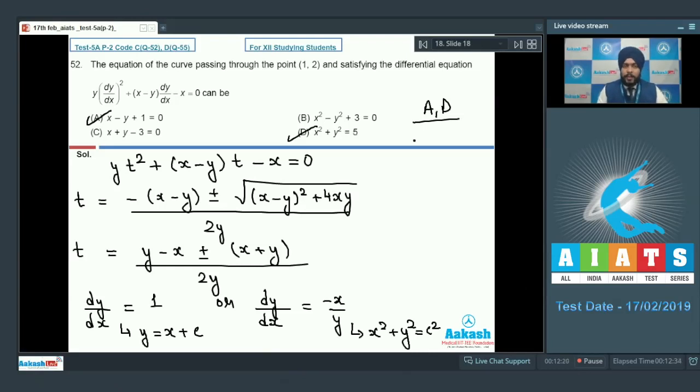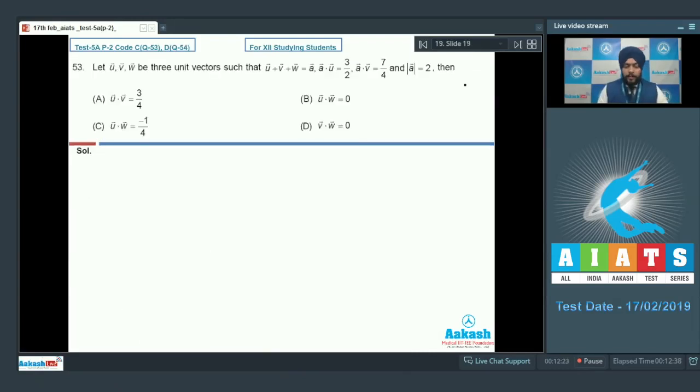Let us move on to the next question, that is 53. Question number 53 says that let U, V, W be 3 unit vectors such that U plus V plus W, the vector summation, is equal to A vector, where A dot U vector is equal to 3 by 2, A dot V vector is equal to 7 by 4, and magnitude of A vector is equal to 2.